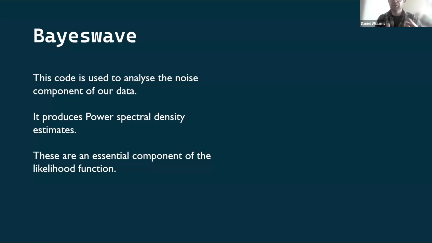So this is an essential component of the likelihood function. And without this, we would not be able to perform the rest of the analysis. So BayesWave is kind of the first step which we need to take in any of these analyses, that we pass the data through to this, and BayesWave estimates the amount of noise which is in that data, which is not signal.